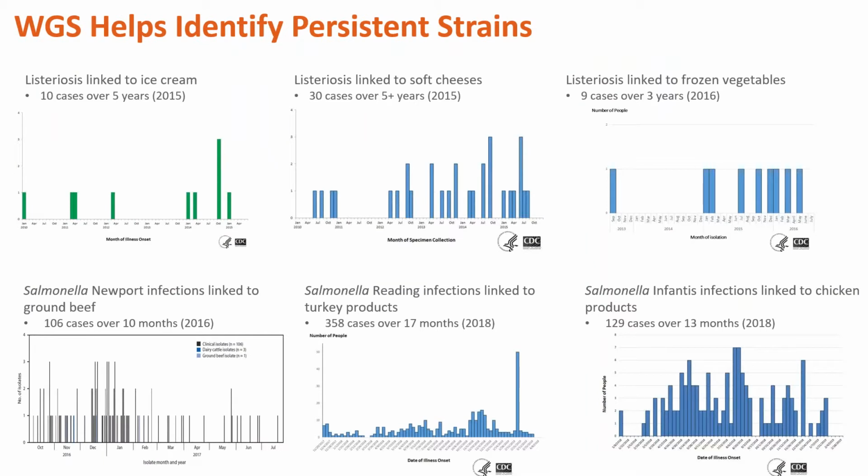There's actually several examples of how whole genome sequencing has helped us identify these persisting strains, including listeria linked to ice cream over 5 years in 10 cases, listeria linked to soft cheeses and frozen vegetables, as well as salmonella Newport infections linked to ground beef, salmonella Reading linked to turkey products, and salmonella Infantis linked to chicken products. You can really see these trends just continuing over years, which really means that we were able to find the source of contamination. And really, we're looking to whole genome sequencing to help us understand this better.